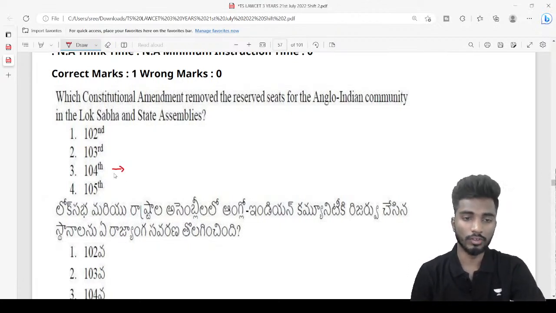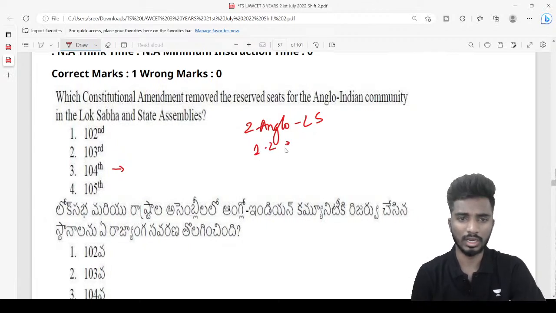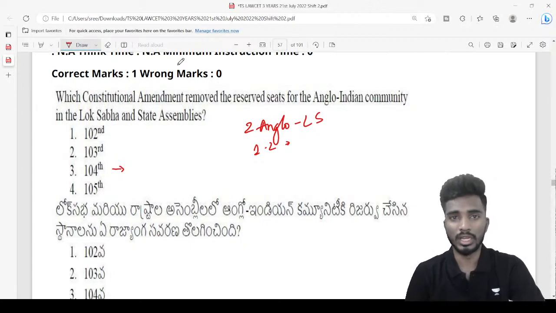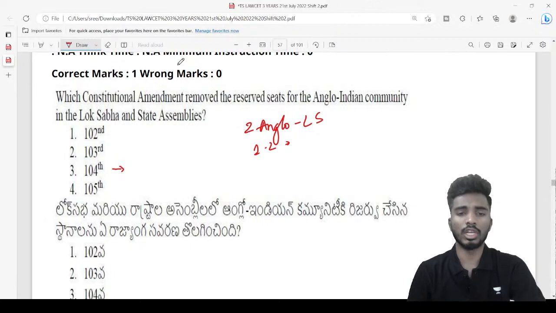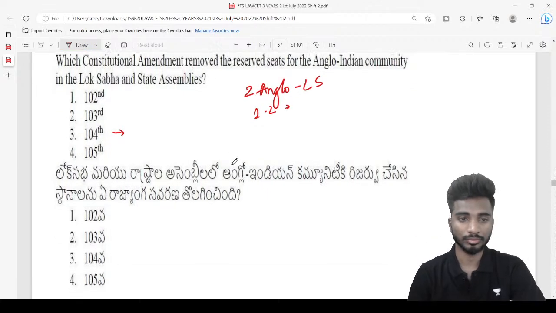By enacting the 104th Constitutional Amendment Act, we removed a provision. Earlier, we were having 2 Anglo-Indian seats reserved in Lok Sabha. Very good, Venu. And in the Assembly there were 1 or 2 seats also, in all the Assemblies. Even in Telangana, and other states also, there were reservations. But by enacting the 104th Amendment, we have removed this provision, because we felt there is no requirement for their representation, as their number has reduced very drastically in India.